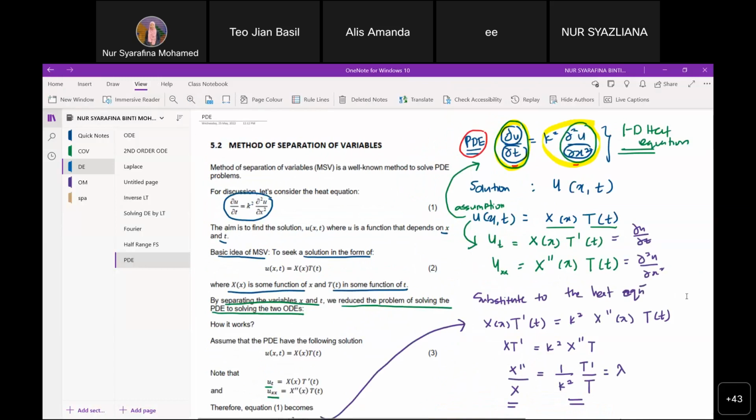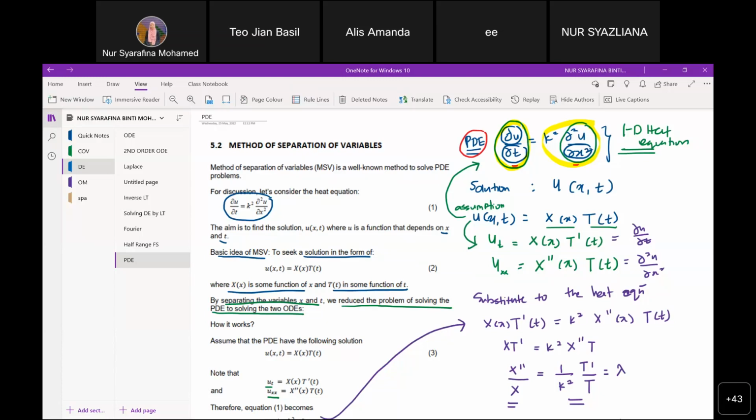Okay, so now for this PDE, we are going to use two methods: MSV and also D'Alembert. I showed you in the video one of the methods, which is MSV. D'Alembert is quite easy, so don't worry. So, the method of separation of variables. How can we use this method?